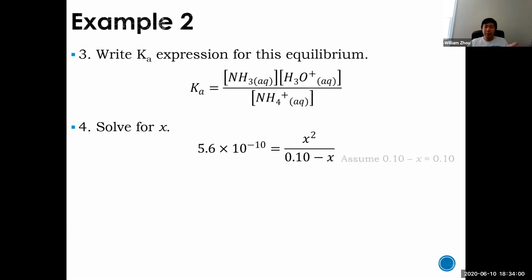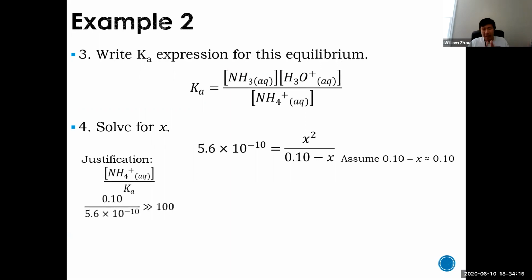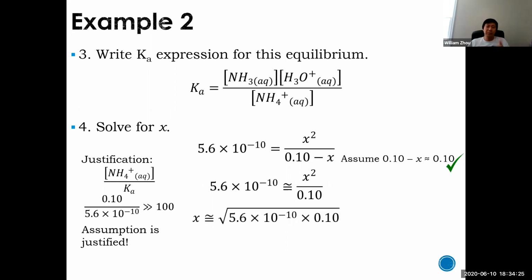Solve for X using the assumption, because I'm always going to assume for acid and base: if you have a weak acid or a weak base, you're going to have a small Ka or Kb. So chances are this is going to work out. 0.1 divided by 10 to the negative 10 is like a billion, so that is bigger than 100. So you justify the assumption, you drop the X, you rearrange, solve.